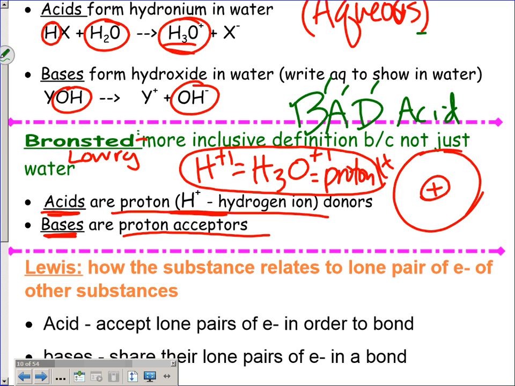H pluses or protons are probably what you're going to remember. So, I remember aqueous Arrhenius. I remember that's how it acts in water. I remember bad acids are describing how Bronsted acids are donors. And I just know if the Bronsted acid is the donor, the other one can't be the donor. It's got to be the acceptor.